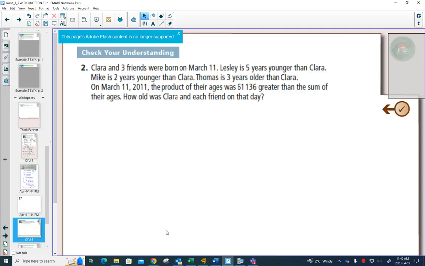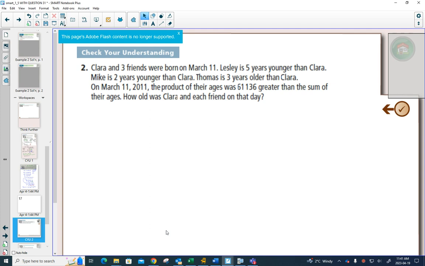Clara and 3 friends were born on March 11th. Leslie is 5 years younger than Clara, Mike 2 years younger than Clara, and Thomas is 3 years older than Clara. Now, instead of just going to Clara and saying, hey Clara, how old are you? That would probably be the logical thing in life to do if you wanted to know how old Clara was.